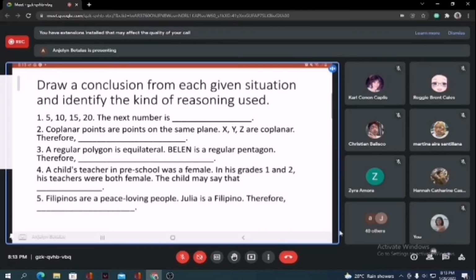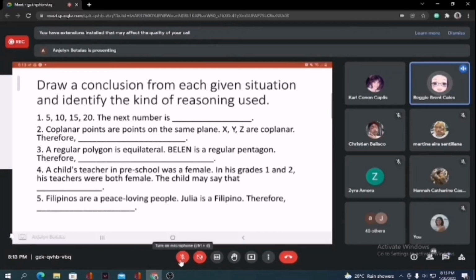Number 5. Filipinos are peace-loving people. Julia is a Filipino. Therefore, Julia is a peace-loving person. Okay. What type of reasoning is this?